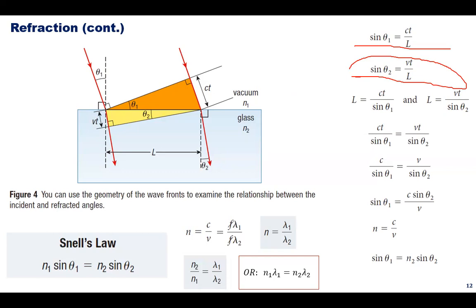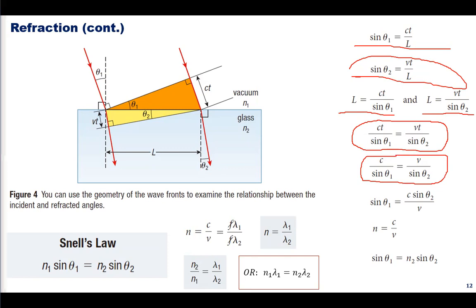So we can rearrange these equations to solve for L. First of all, L is ct over sine θ1. On the other hand, L is also vt over sine θ2. Therefore, we have this equality relationship. ct over sine θ1 equals vt over sine θ2. Since t cannot equal 0, we can divide each side of the equation by t, which gives us c over sine θ1 equals v over sine θ2. Or you can also write it like this: sine θ1 equals c sine θ2 divided by v.